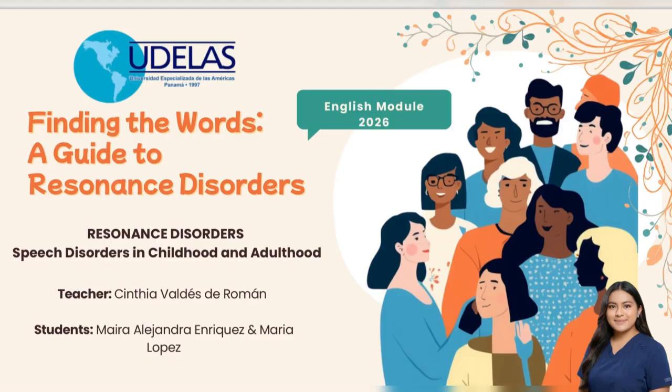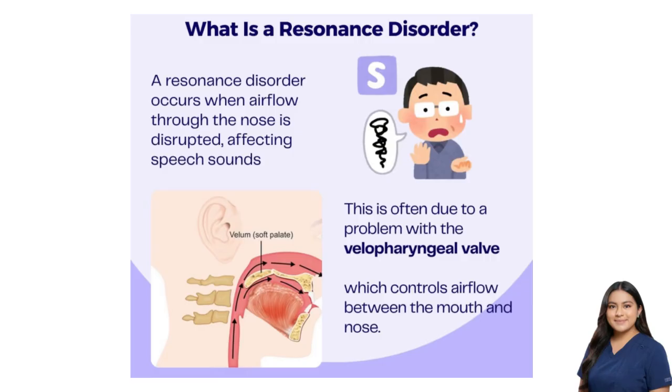Finding the Words, a Guide to Resonance Disorders. Today we want to talk about something that affects the way many people sound when they speak, and that is resonance disorders. Have you ever heard someone who sounds very nasal when they talk? Or maybe someone whose voice sounds blocked, like they always have a stuffy nose? Those are examples of resonance disorders, conditions where the balance of sound between the mouth and the nose is not working the way it should.